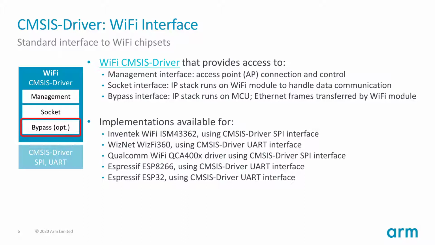Some modules offer a bypass mode. This allows you to run the full TCP/IP stack on your microcontroller for communicating with the network. In this case, the module only transfers the Ethernet frames via its Wi-Fi hardware.